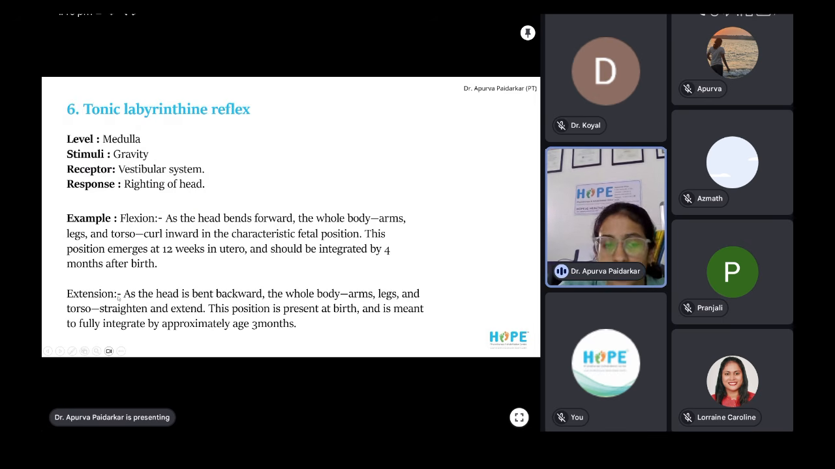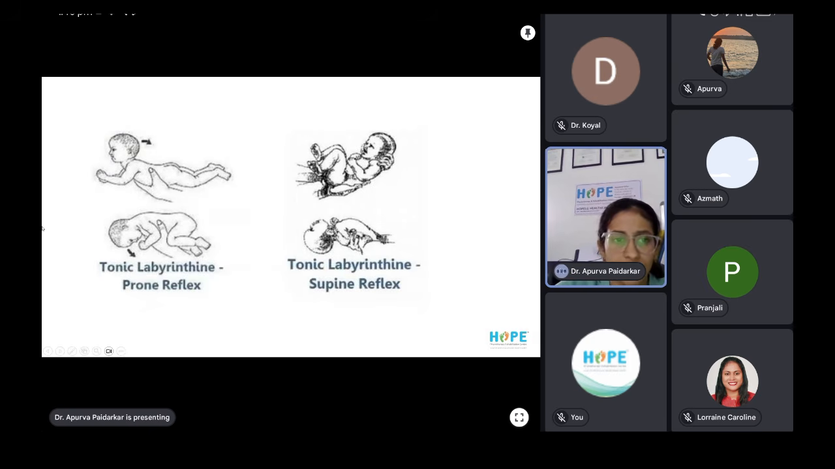And the other is extension. As the head is bent backward, the whole body, arms, legs and torso, straighten and extend. This position is present at birth and is fully integrated by approximately the age of 3. So here is the example. When the head is back, everything goes into extension, and when the head flexes, everything goes into flexion.